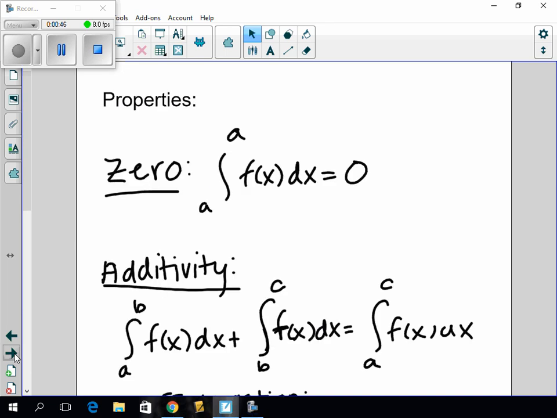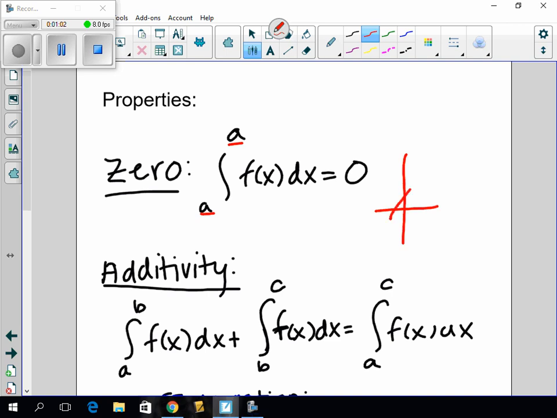So our first property here is our zero property. This just states that if I'm taking the integral from A to A, so from the same points, that area underneath the curve is 0. If we look at a simple linear graph and I'm looking for the area from 2 to 2, I can't really make a rectangle out of that area, so the area is 0.